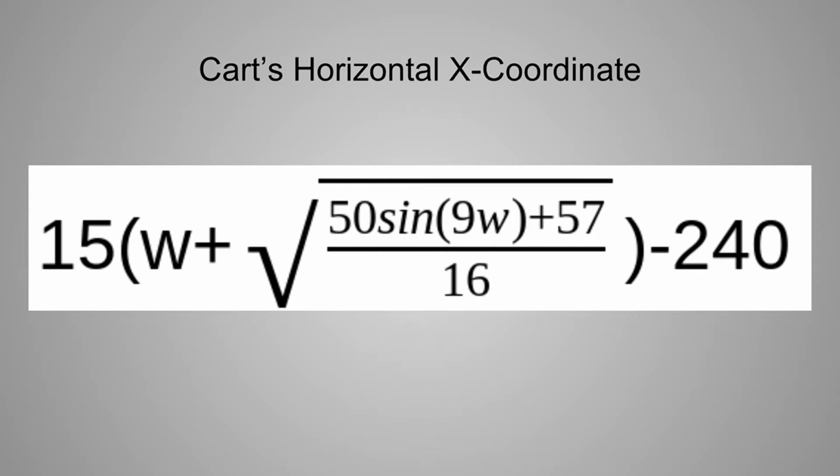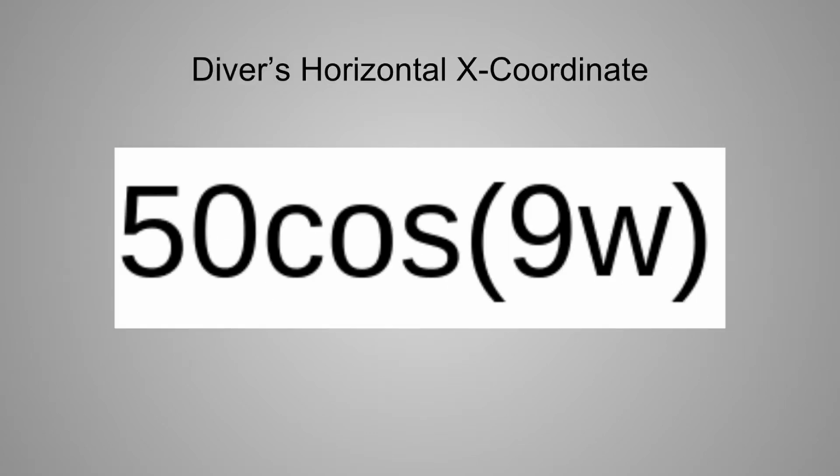We can use the previous equation to find how far away the cart will be from its starting point and the center of the Ferris wheel. Some additions to this equation are that we are multiplying it by 15, since the cart travels 15 feet per second. Also, we are subtracting 240, since it is the distance between the center of the Ferris wheel and the starting point of the cart.